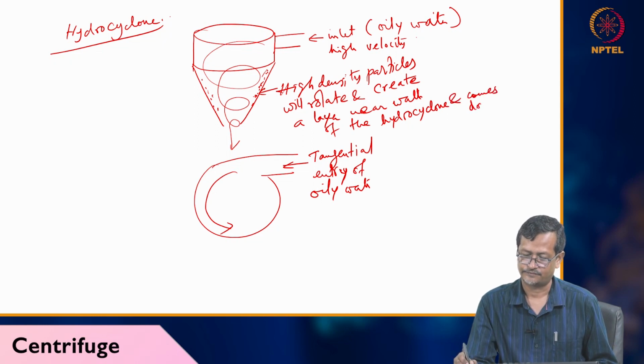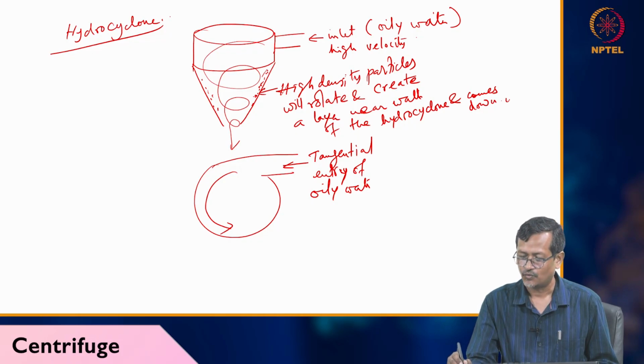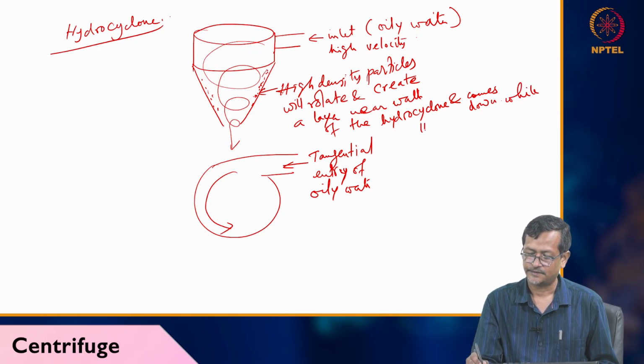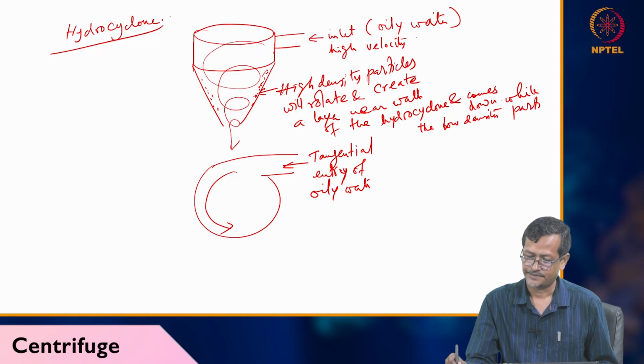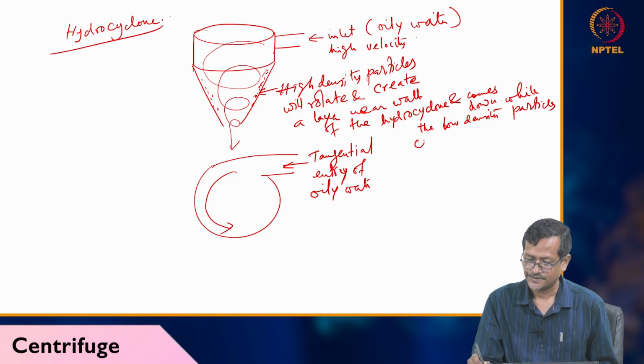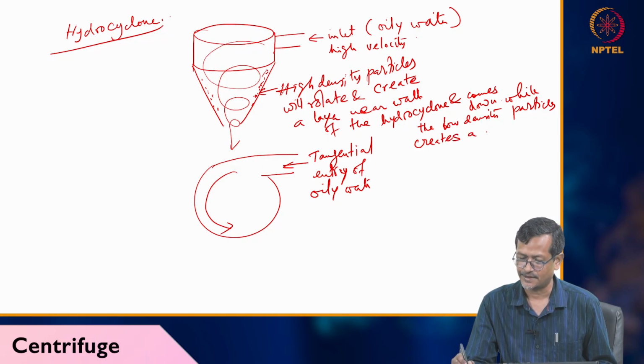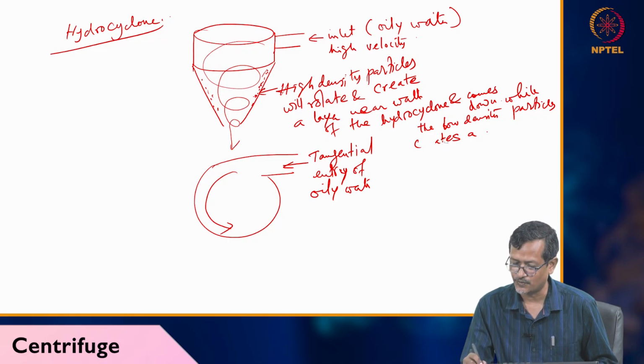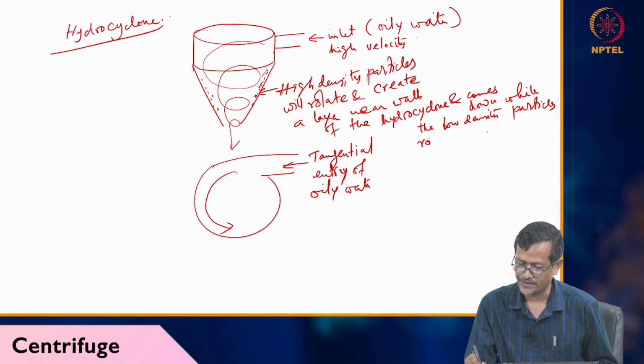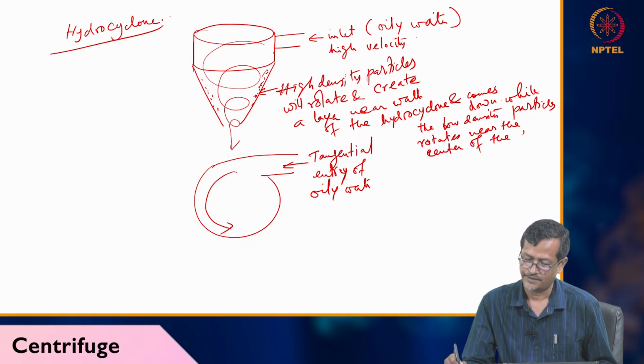Comes down, while the low density particles create a central layer, rotating near the center of the hydrocyclone.